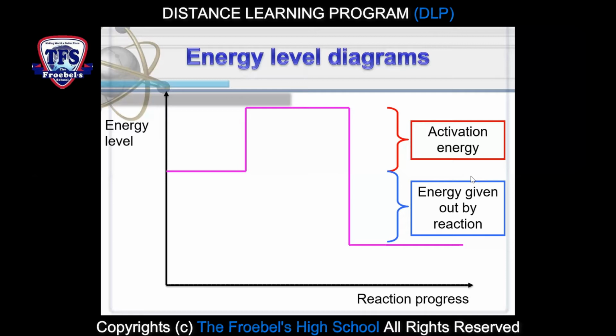Second thing is energy given out by the reaction, or it is called delta H. Delta H is the energy difference between reactant and product. It is actually the energy difference before the reaction and after the reaction.